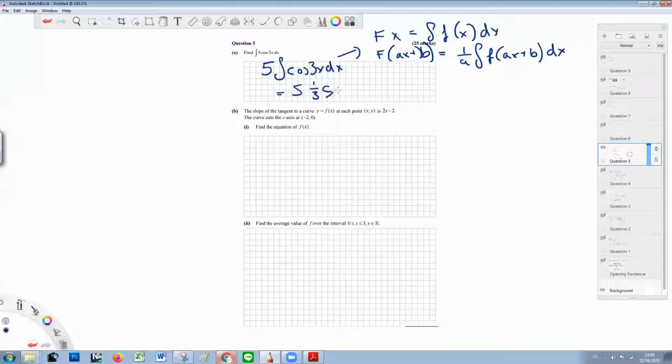Cosine or sine, this stays the same. And that's your answer. So your answer is 5 over 3 sine 3x plus c. So always remember to bring your constant of integration across. That's that, pretty easy enough.